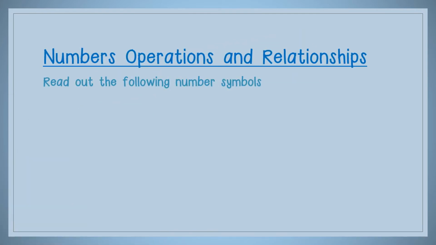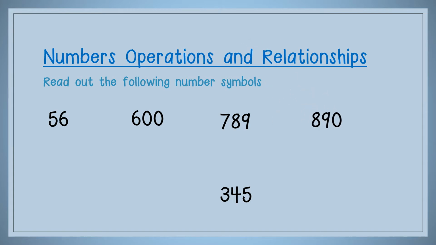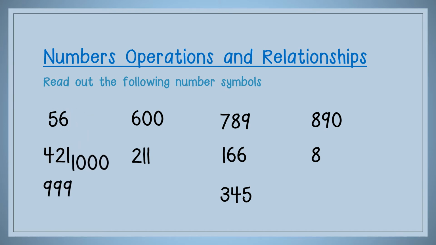So we are going to start with numbers, operations, and relationships. We are going to read out and identify some of the number symbols. 56, 600, 345, 789, 890, 421, 211, 166, 8, 999, and 1000.